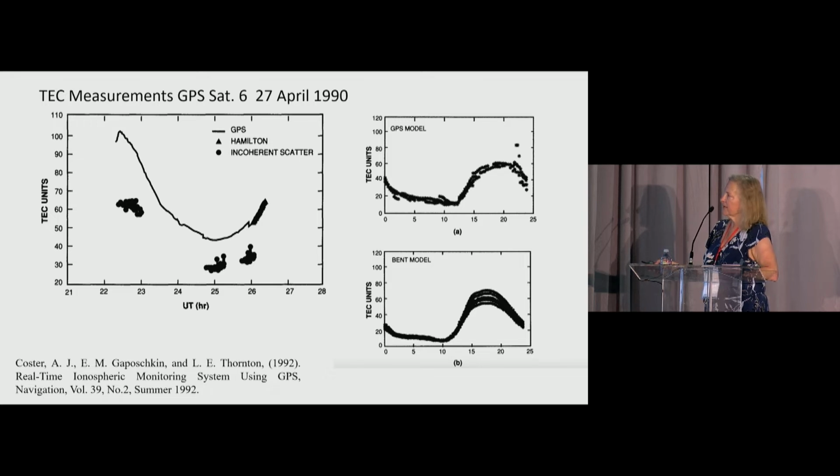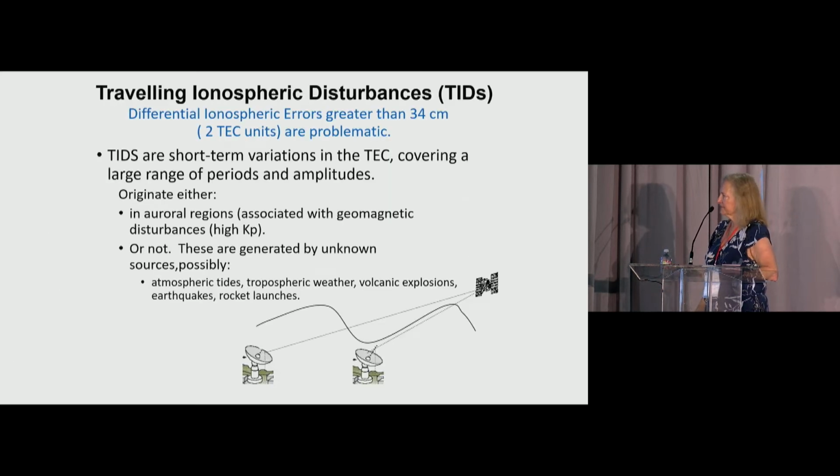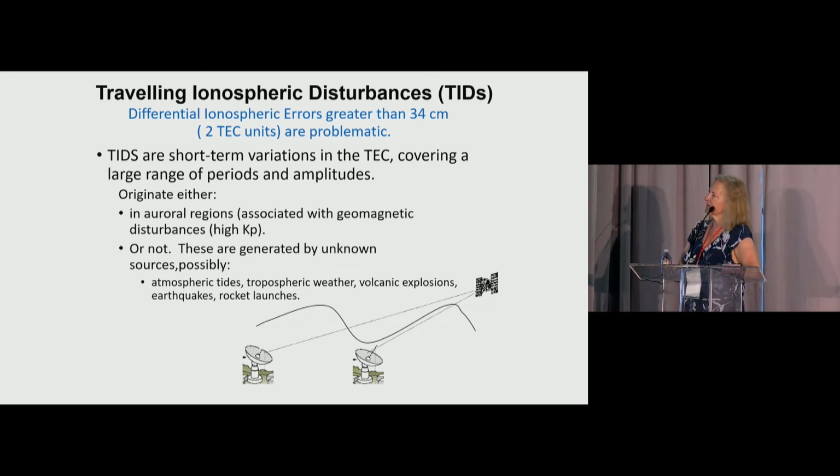We also had a model that we had developed, and it compared pretty well with the standard Bent model. That's an ionospheric model. We also, this is back in the 1990s, we're doing TID measurements. And basically, I was looking at this, we knew pretty much what was going on. Even then, we just couldn't see them. We knew that these were either caused or started in the auroral regions associated with geomagnetic disturbances or not, and they were probably due to atmospheric tides, tropospheric weather, volcanic explosions, earthquakes, rocket launches. All of that's true.